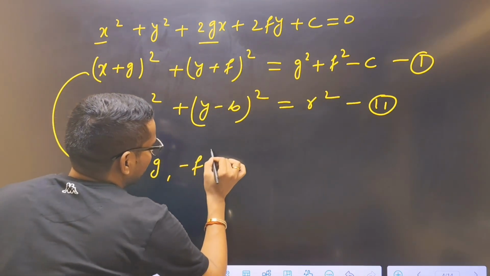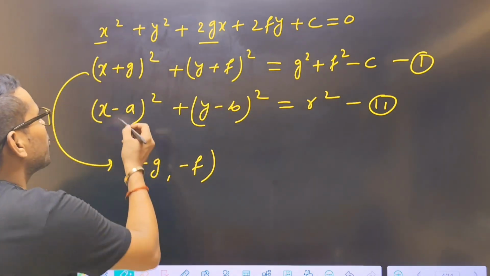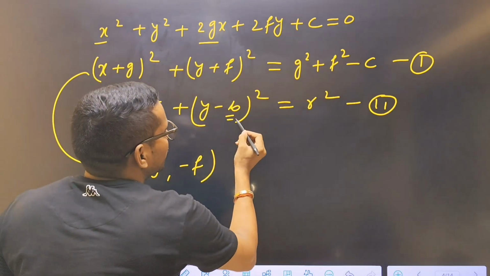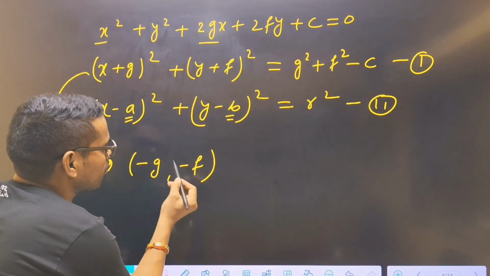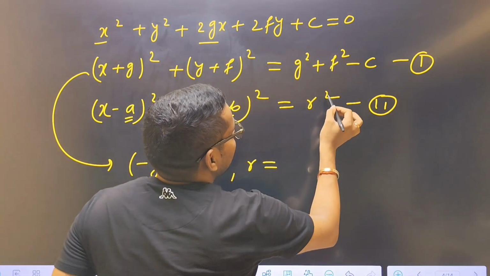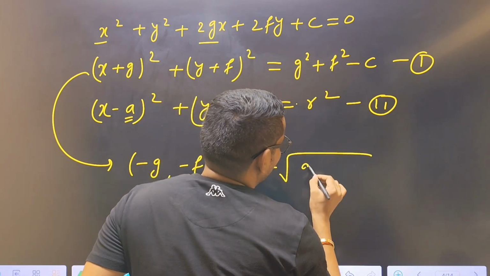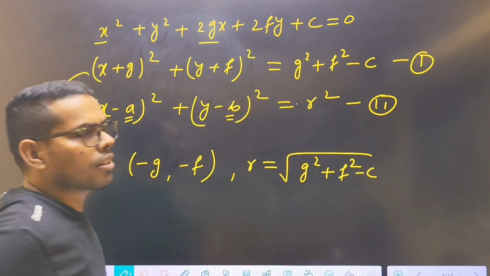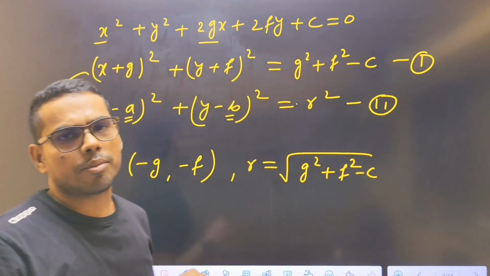Minus g comma minus f, minus g comma minus f. Compare these two. Here center is a, here center is b. So if you compare, what you will get? Center as minus g comma minus f. Now what is radius? This is r square. Then what is r? Under root g square plus f square minus c. Okay, so this is center and this is radius.